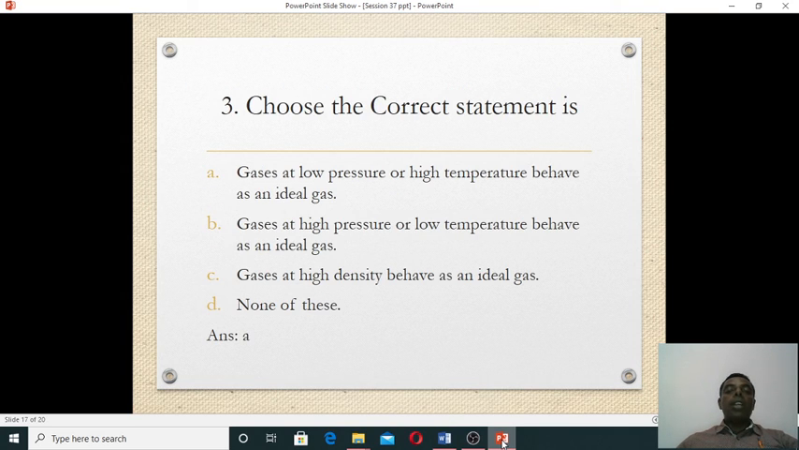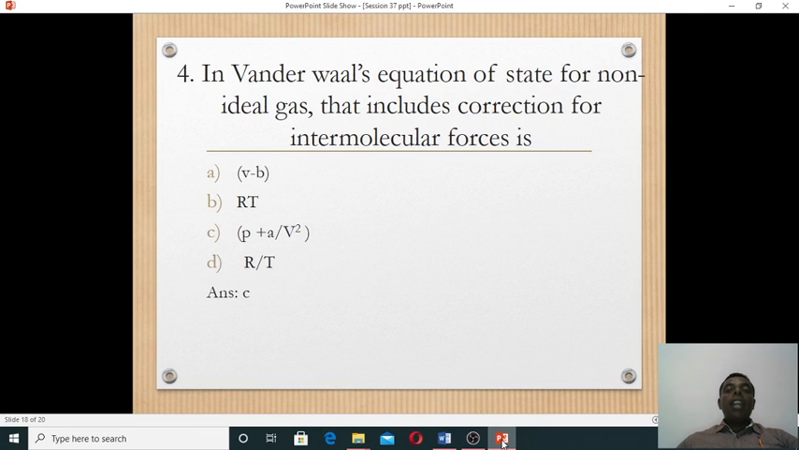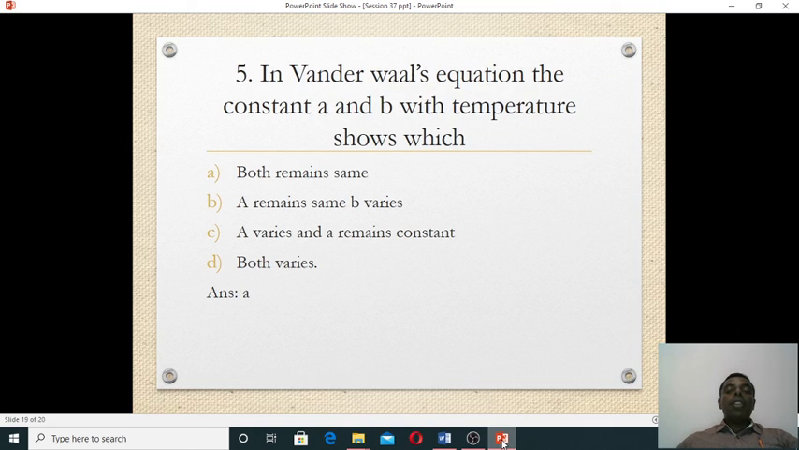Choose the correct statement. Gases at low pressure or high pressure behave like an ideal gas. Gases at high pressure and low temperature behave like an ideal gas. Gas at high density behaves like an ideal gas. None of these. A is the answer. In the van der Waals equation of state for a non-ideal gas, it includes the correction for intermolecular forces. That is C, P plus A by V square, is the answer. In the van der Waals equation, the constants A and B with temperature: A remains, B varies; A varies, B remains same; both vary; both remain the same. The answer is both remain the same.